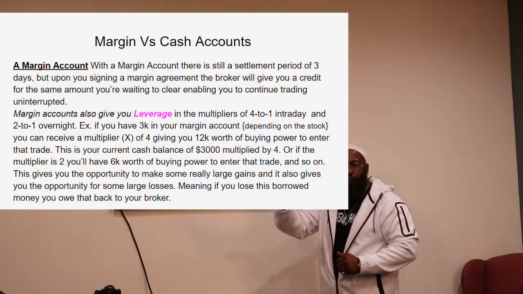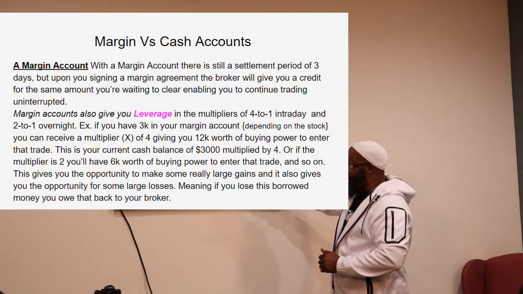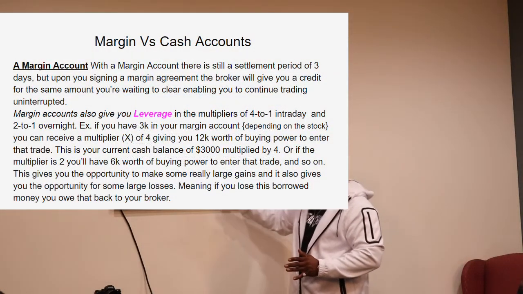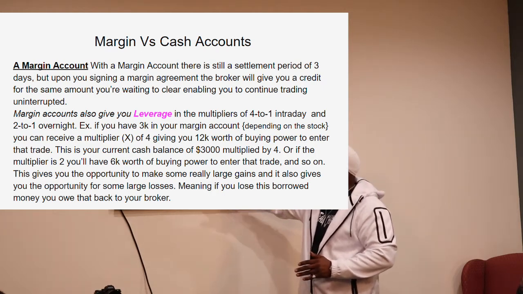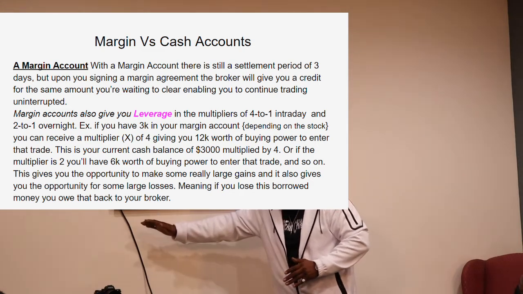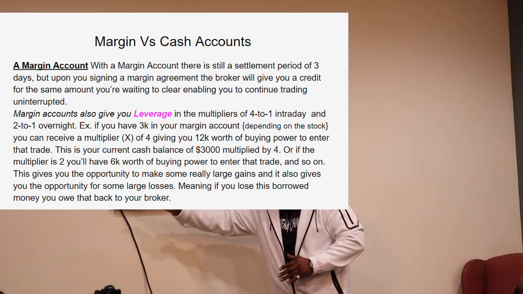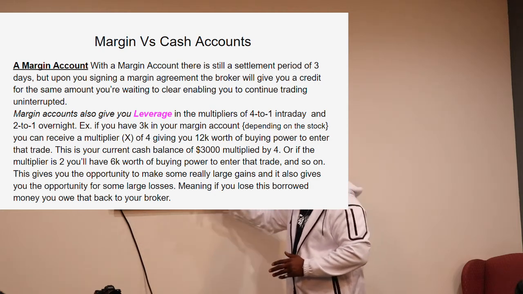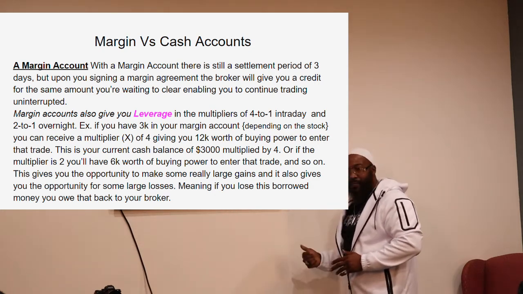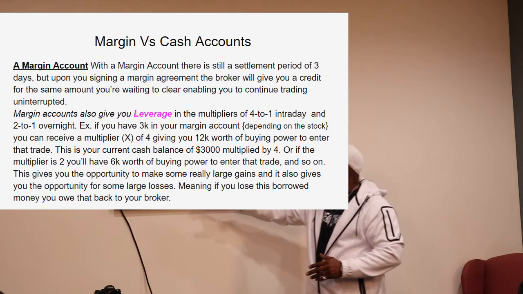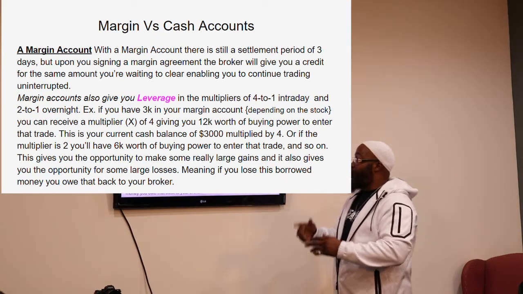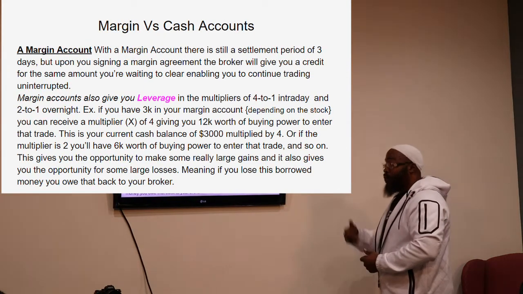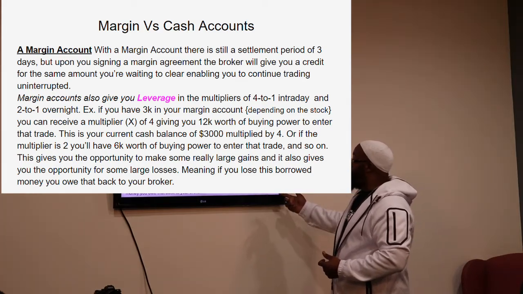Example, if you have $3,000 margin in your account, depending upon the stock, you can receive a multiplier of 4 times the amount. So if you have $3,000 in your account, 3 times 4 is 12. That broker will give you leverage of $12,000 of buying power to enter a particular trade. This is your current cash balance, $3,000 multiplied by 4.